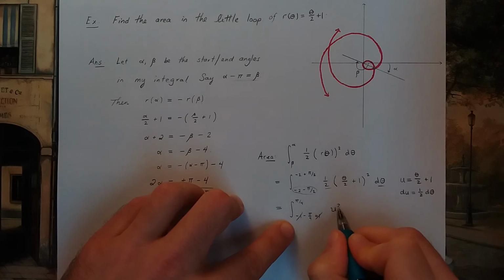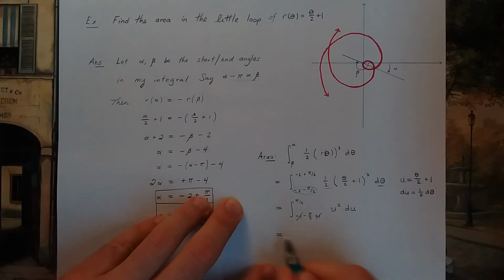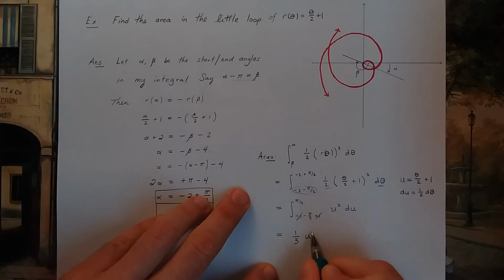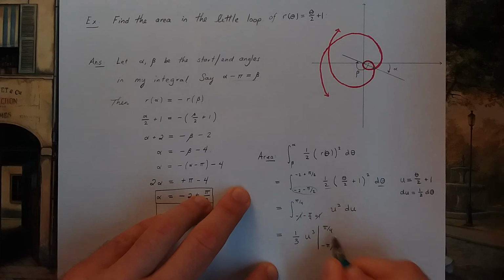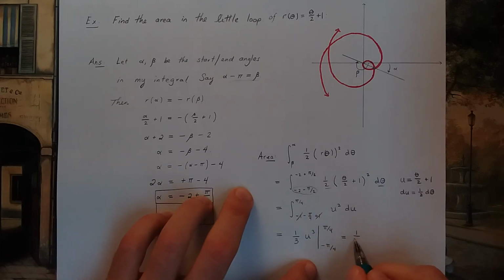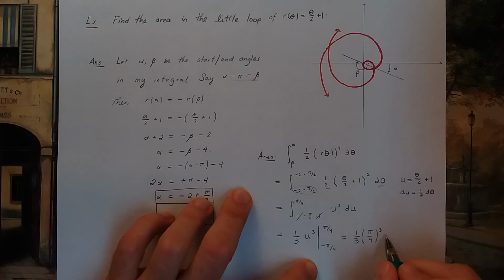The integral of u squared du. So the final answer would be 1/3 u cubed evaluated at -pi over 4 and pi over 4. So that would give me 1/3 pi over 4 cubed. Then I guess I have to do minus a negative, which would give me a positive, another factor of 1/3 pi over 4 cubed. So I guess the final answer is 2/3 pi over 4 cubed.